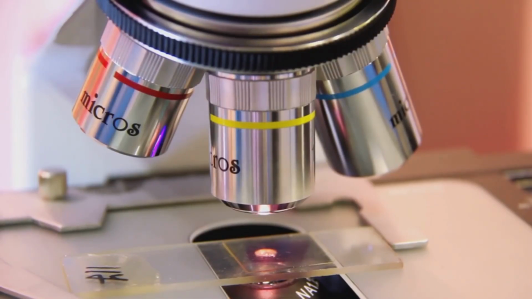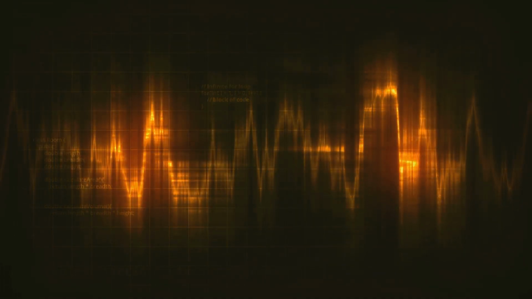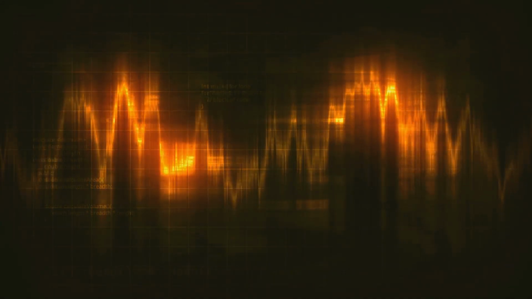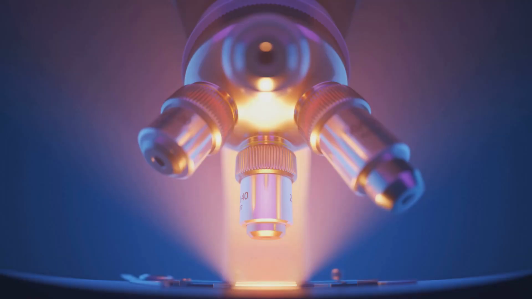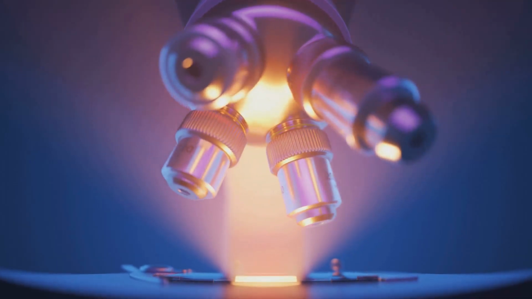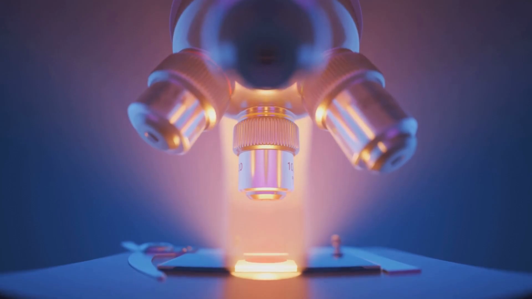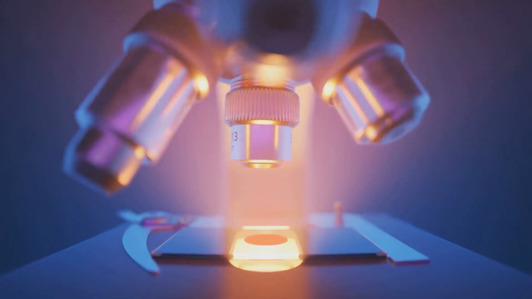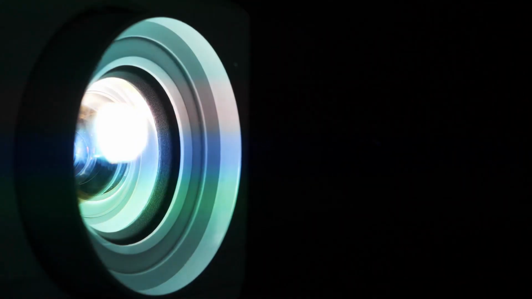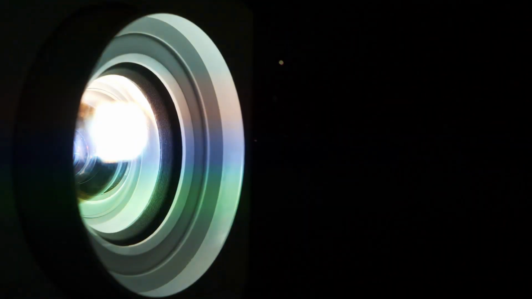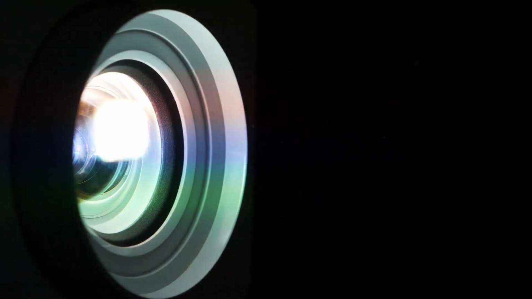But there is a limit. This limit is not because of the quality of the glass, but because of the nature of light itself. Light travels in waves, and you can't use it to see things that are smaller than its own wavelength. This limit is called the resolution limit. Resolution is all about clarity. It's the ability to tell two very close objects apart. Think of it like the pixels on your TV screen. The more pixels, the sharper the picture.